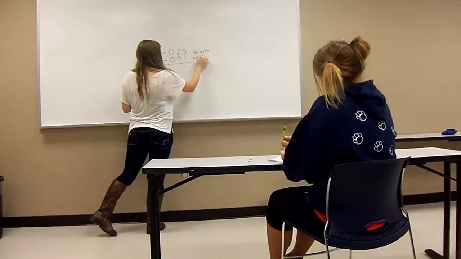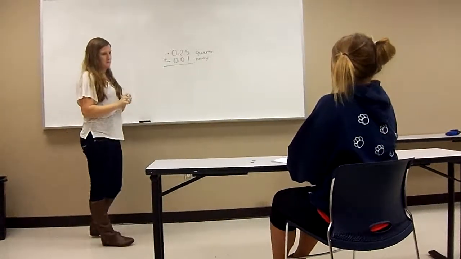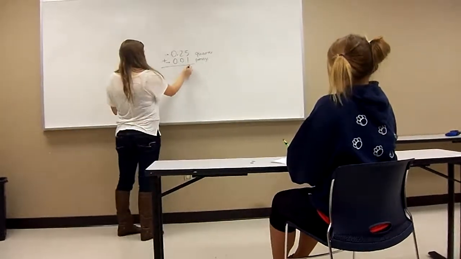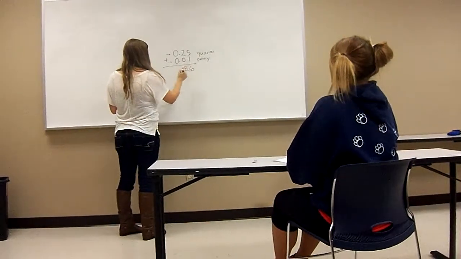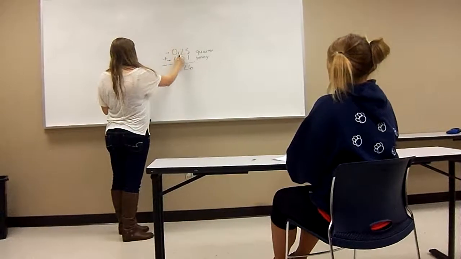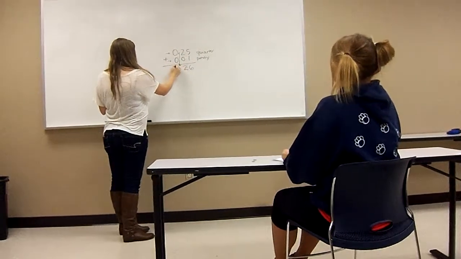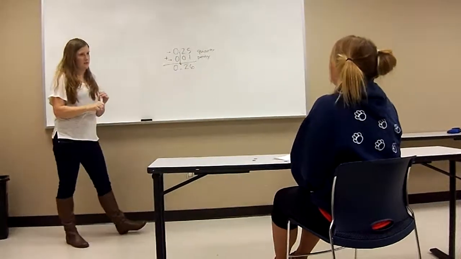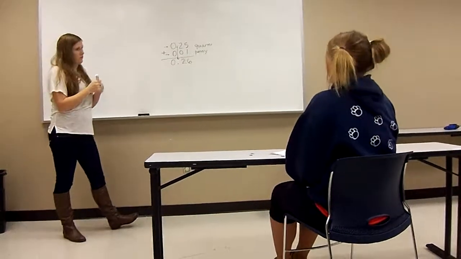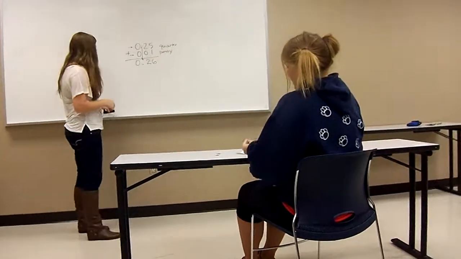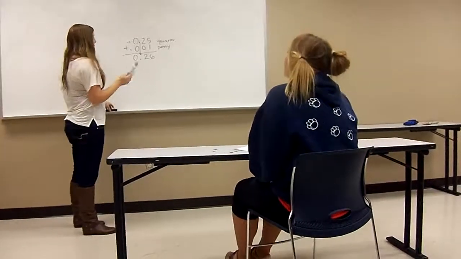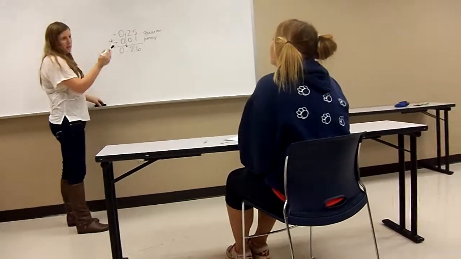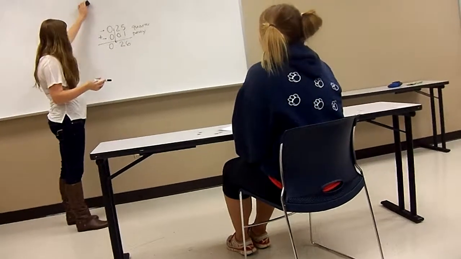So I'm going to do 5 plus 1, and that's 6. 2 plus 0 is 2. Bring down the decimal point. Good job. And 0 plus 0 is 0. So it's 0.26, which is 26 cents. Exactly. So we don't have to use money to add decimals, but it helps you to add the decimals because money is like decimals too. Does that make sense?